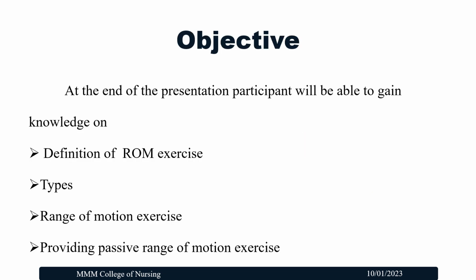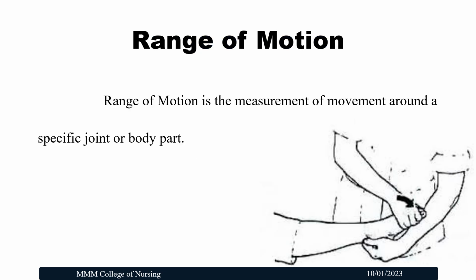This video will be helpful to you to understand and learn about the definition of range of motion exercise, different types, and also the different range of motion according to the different joints in our body, and also how to provide the passive range of motion exercise. Range of motion is the measurement of movement around a specific joint or a body part.